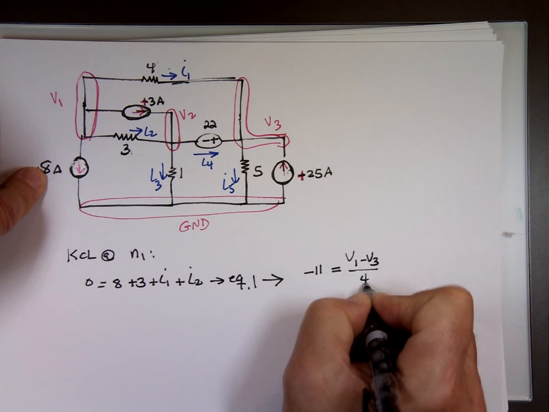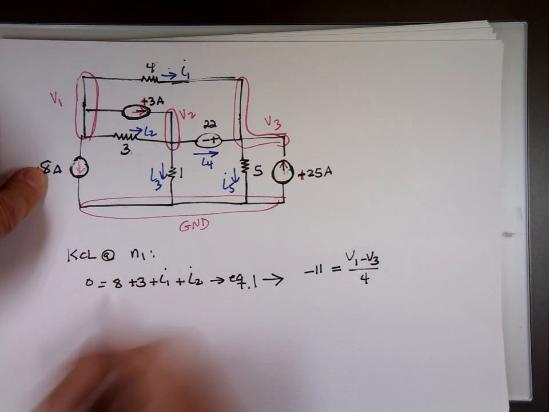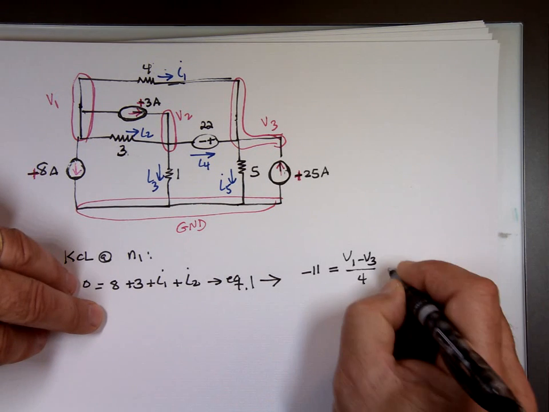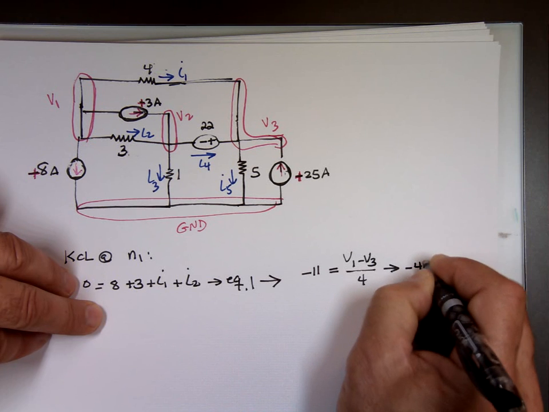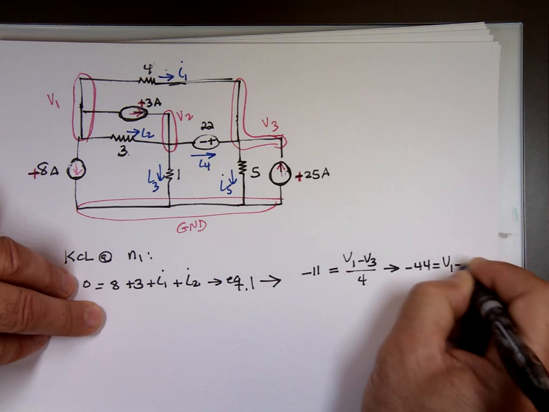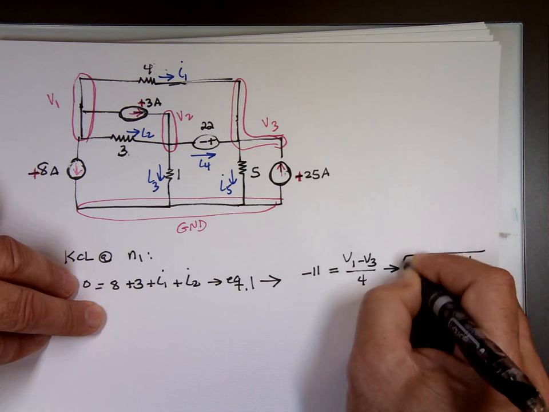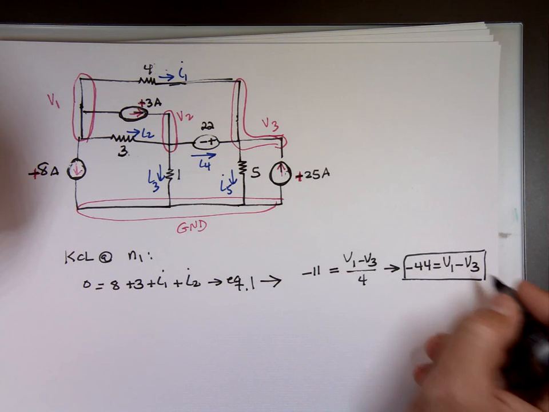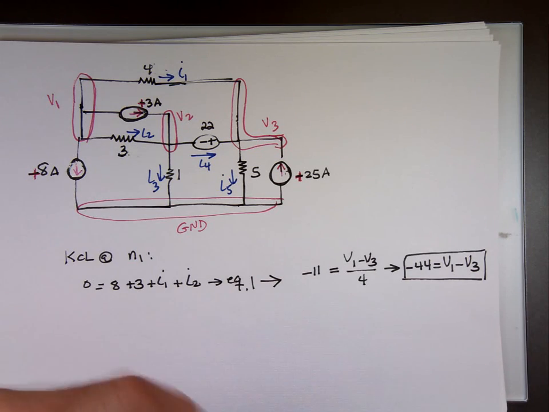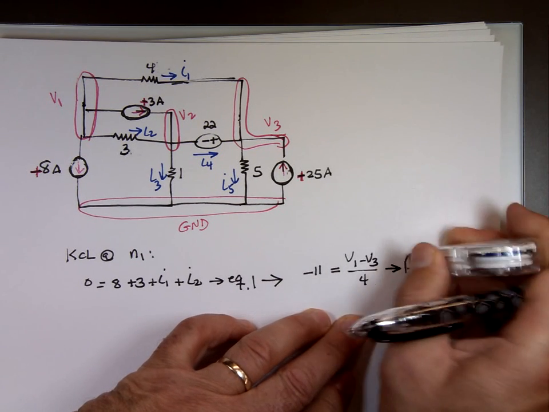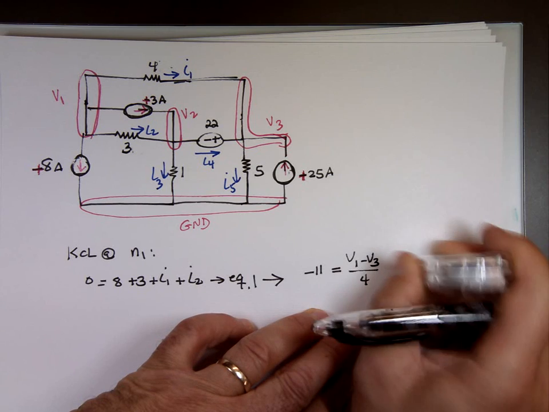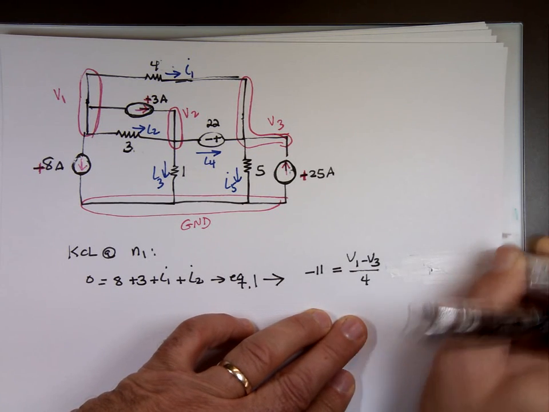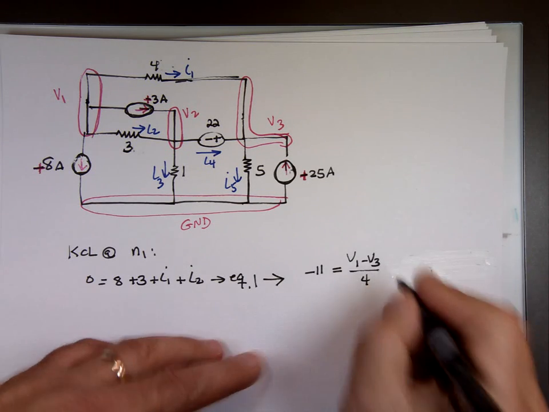Where did the negative 11 come from again? 3 and 8. Okay. Now multiply by 4 to get rid of the fractions. That will be negative 44 equals V1 minus V3. That's the first equation. Oh, you forgot the I's. Oh yes, I forgot I sub 2. Thank you. I try and fit it on one line. Okay. Let's add I sub 2.